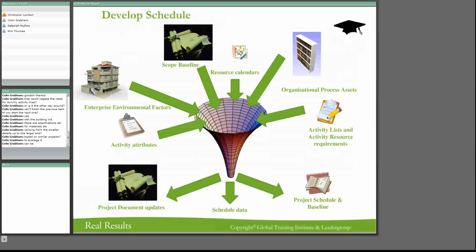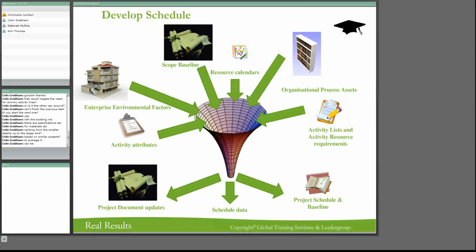There are the normal inputs: the baseline, the resource calendars, your activity lists again. This seems exactly the same, doesn't it? But you're going to come out with two things: your project schedule and your baseline. When you're finished with this, you're going to have the tool that you're going to measure in controlling. So from a time perspective, when you're finished with this process, you should have a project schedule and a baseline.